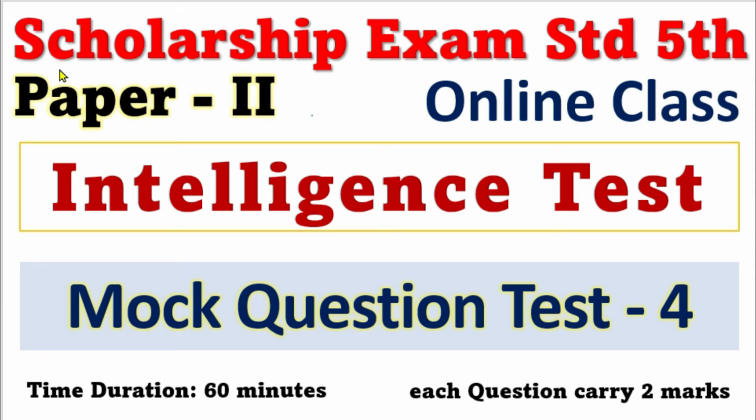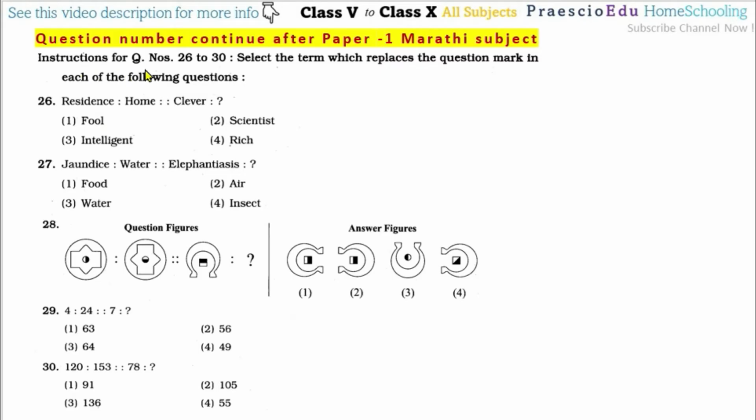This is Scholarship Exam Standard 5th Paper 2 Subject Intelligence Test. So in this video we are going to see the answers of mock question paper test number 4. The instructions for question number 26 to 30: select the term which replaces the question mark in each of the following questions.